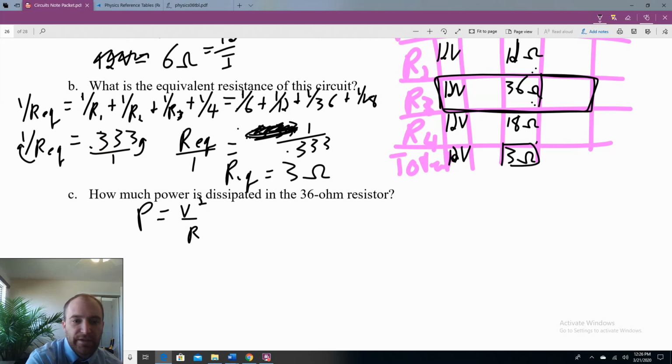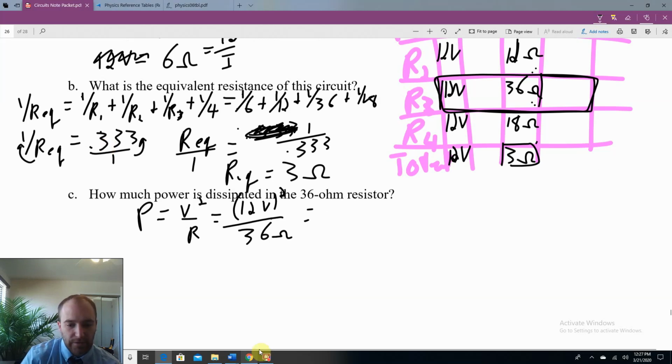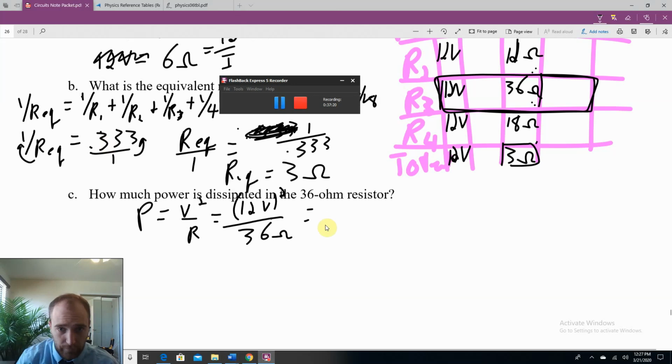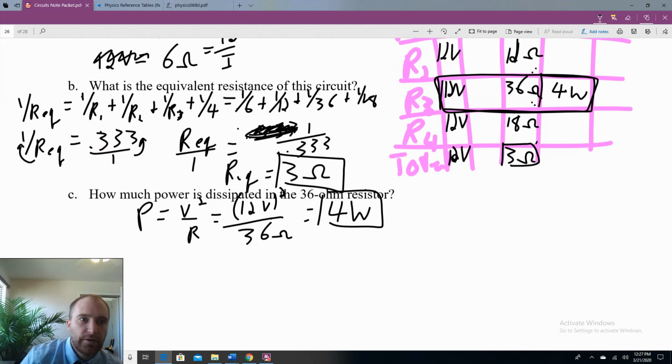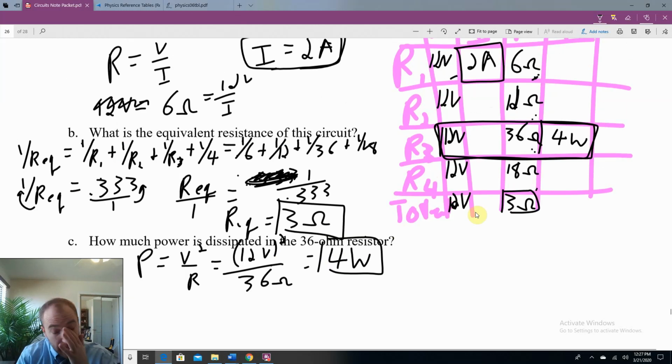V is, again, we're staying in this row, that's 12 volts. I know it's a little sloppy there, but it says 12. Over a resistance of 36 ohms. See what that gives you. I got 4 watts. My final answer. I'm going to box all my answers. There we go. So that's just some more circuits practice for you.